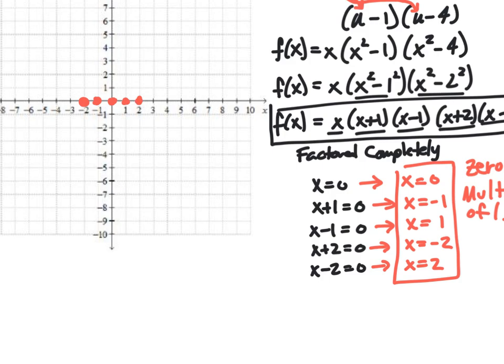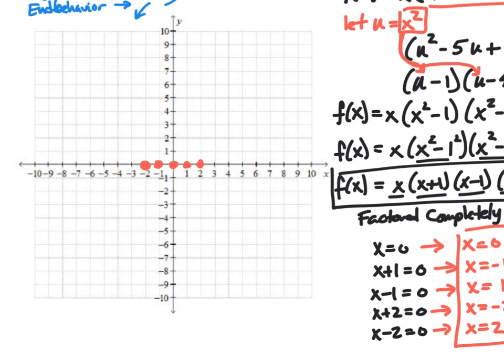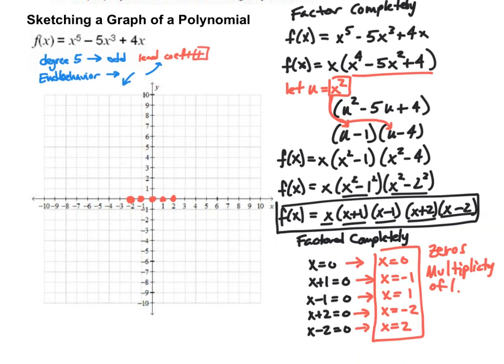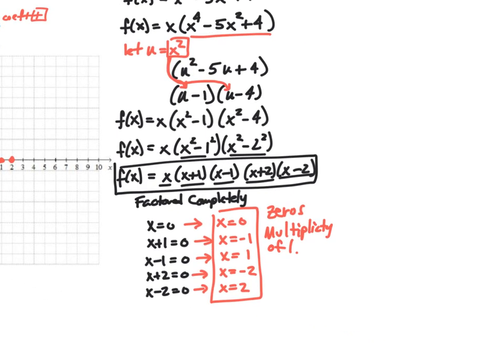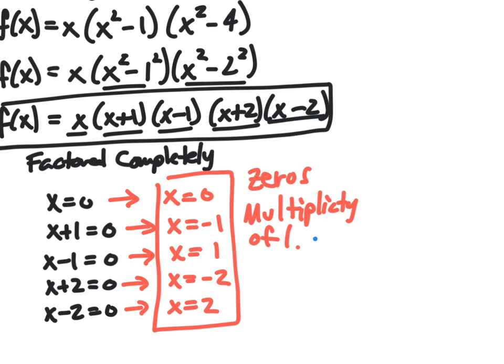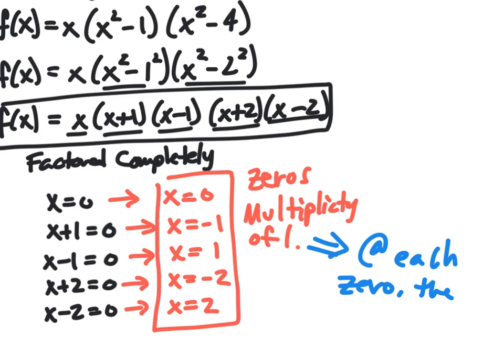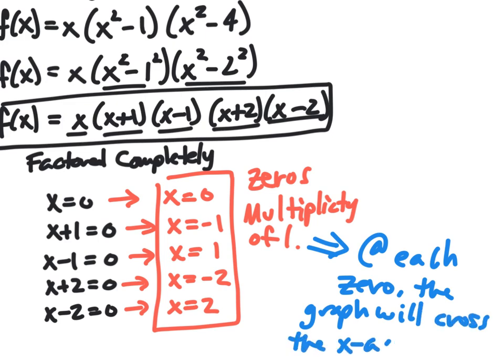What I know about this is that my end behavior goes down to the left and up to the right. And because my multiplicity is 1, the conclusion I make from this is that at each zero, the graph will cross the x-axis. So at each zero, the graph will cross the x-axis. That's the idea.